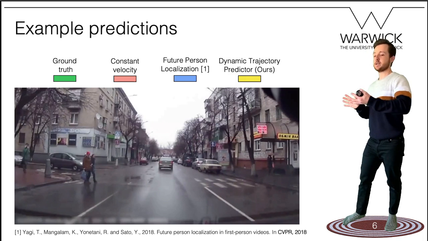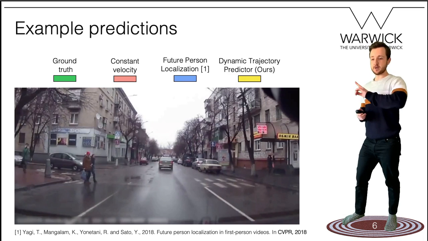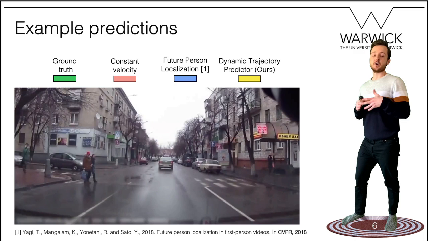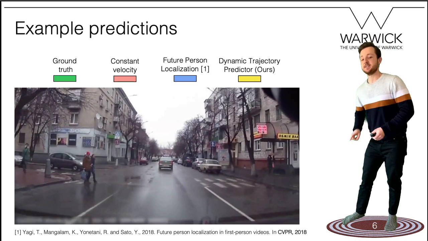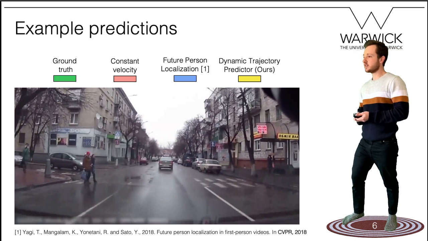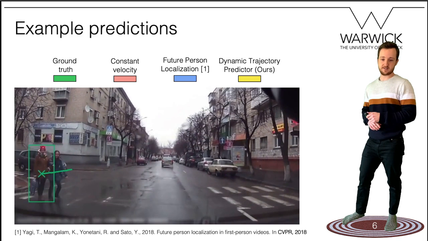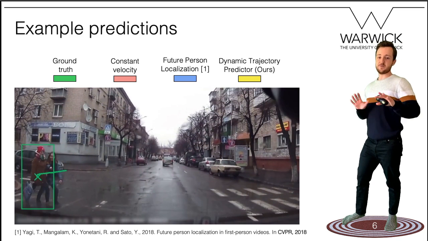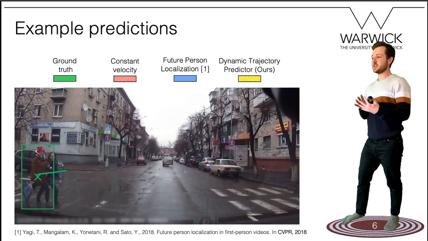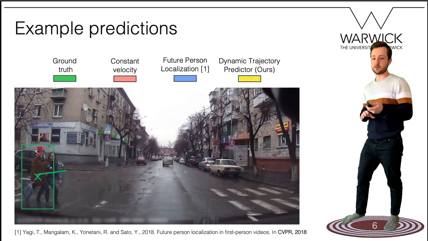So here I've got an example video to show some predictions from our model. So in green, we have the ground truth. In red is going to be the constant velocity baseline. In blue is an existing work, as shown down there. And yellow is our approach. And see if you can anticipate what's going to happen next. So hopefully that video is not too laggy, but we'll see. So you can see there that we have the person identified in green. And now we're going to show the model predictions.